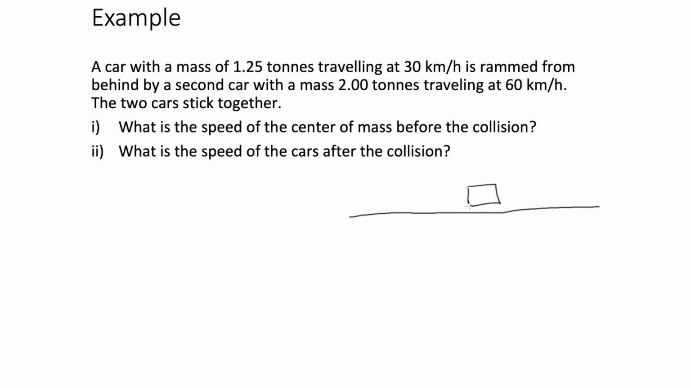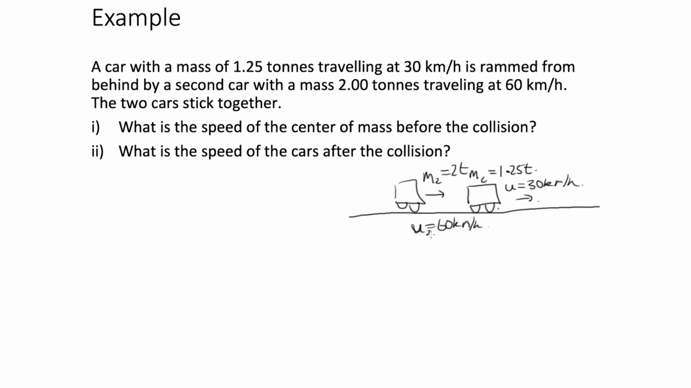Okay, so let's draw it here. The mass of this car is equal to 1.25 tons, and its speed is equal to 30 kilometers per hour, and it's going this way. Now it's rammed from behind by a second car with a mass of 2 tons. So here's the mass 2, which is 2 tons. And this one here is traveling with a speed of 60 kilometers per hour.